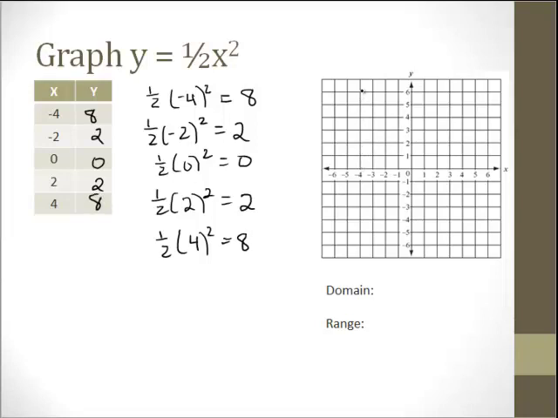So we get negative 4, 8. I think that's off the grid. Negative 2, 2. 0, 0. 2, 2. And 4, 8. So it's the same shape, but it's stretched horizontally. It gets a little bit shorter and fatter because of this 1/2 stuck in front. The domain is still all real numbers, and the range is still 0 to infinity.